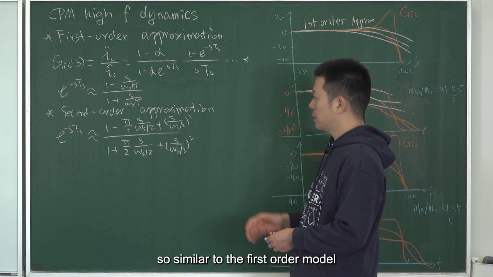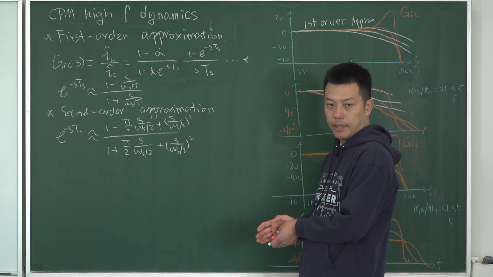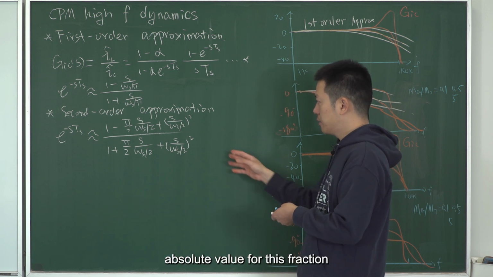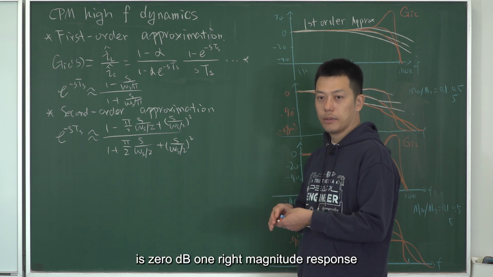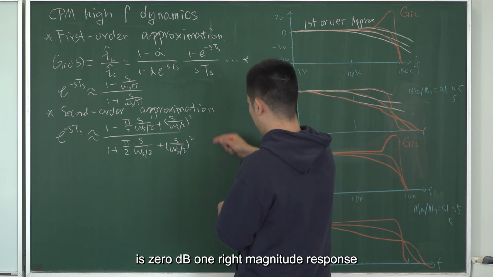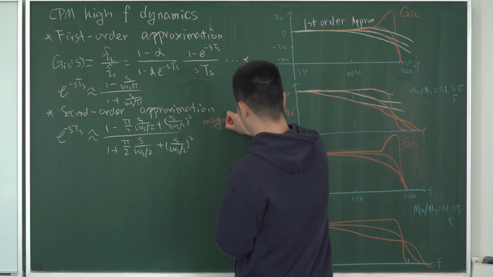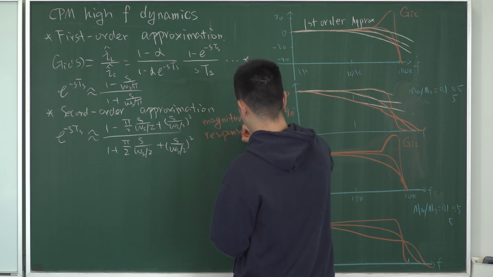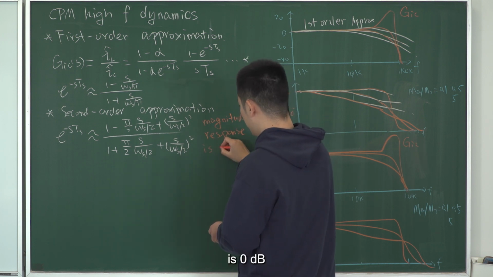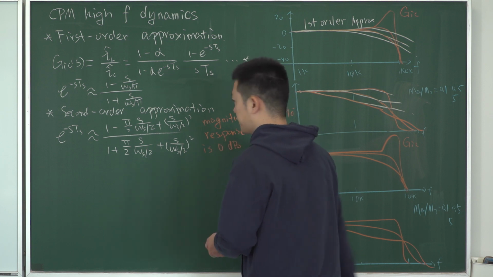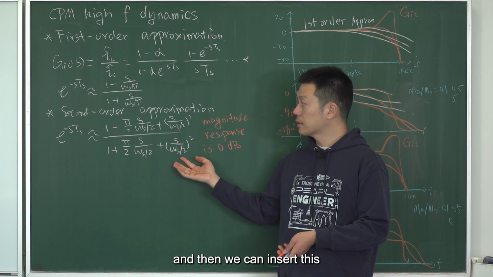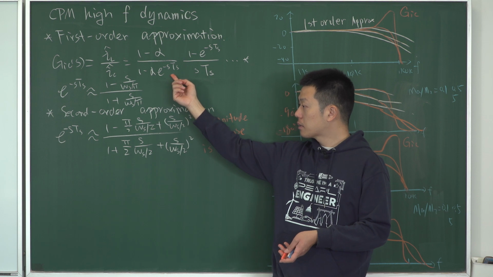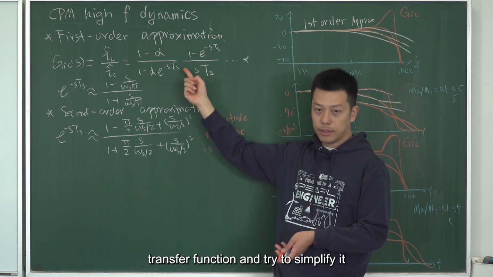So similar to the first order model, we consider that the magnitude or the absolute value for this fraction is 0 dB, or 1. Magnitude response is 0 decibel. And then we can insert this second order approximation into the original transfer function and try to simplify it.